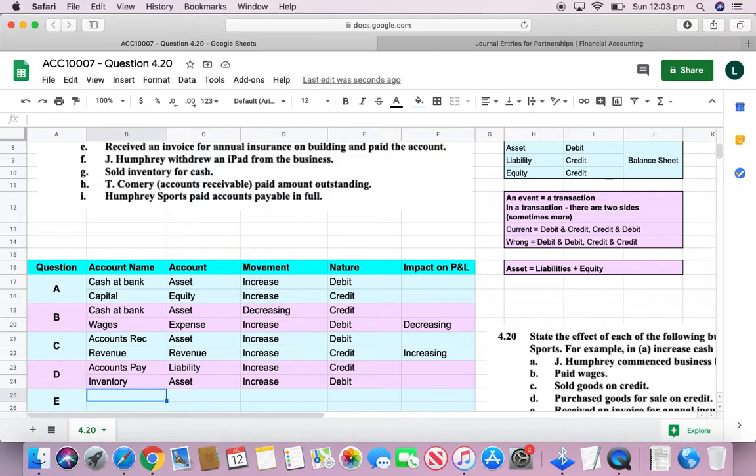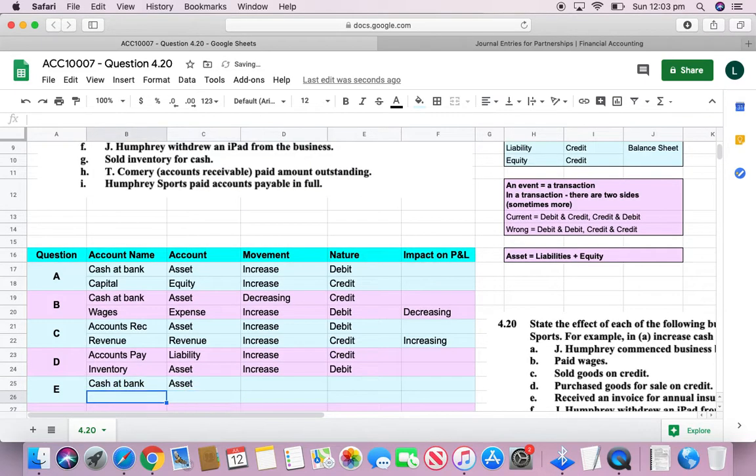Received an invoice for annual insurance on building and paid the account. So we're paying the account straight away. So we know straight away that is cash at bank. Cash at bank is an asset. Then we're paying off insurance, so that would be our expense, so it's an expense. So cash at bank, money going out the door, so that's decreasing. Opposite of a debit nature for an asset is a credit nature. Insurance is an expense. It is increasing because we're paying more of it, so that means it's a debit nature.